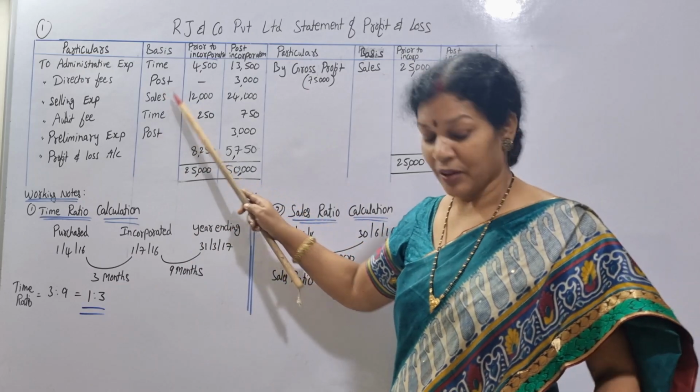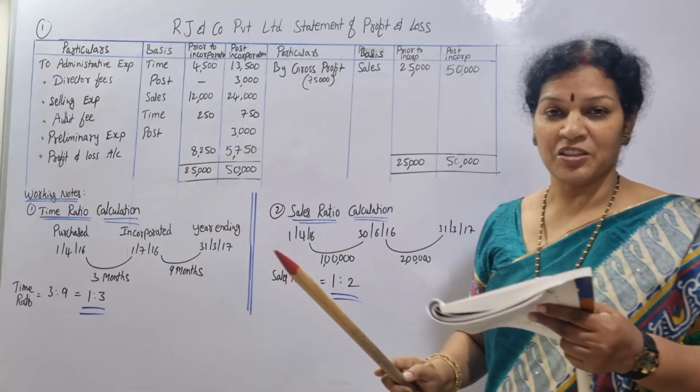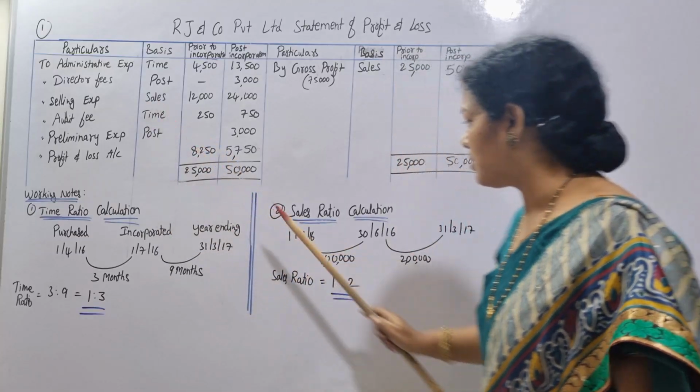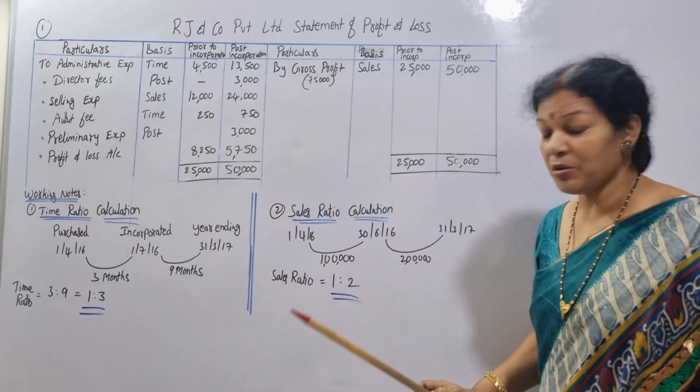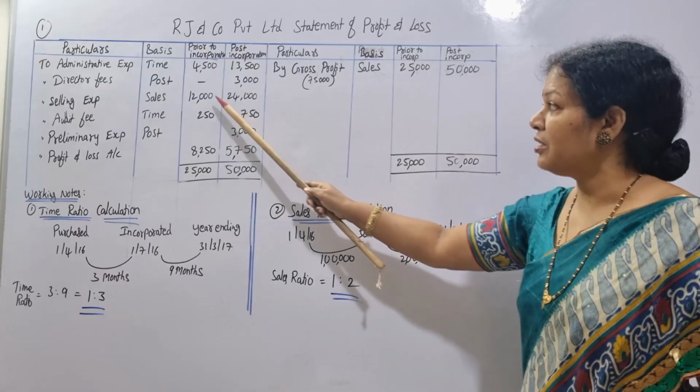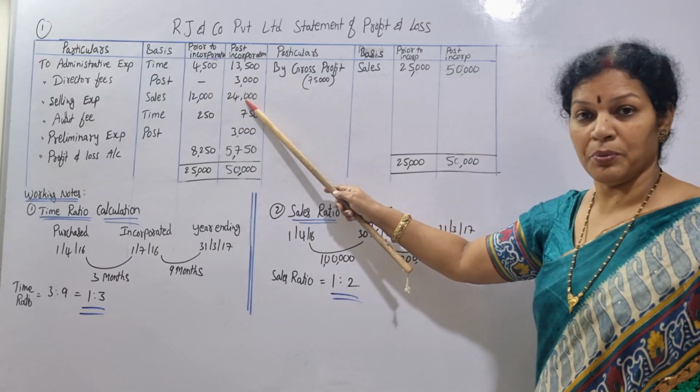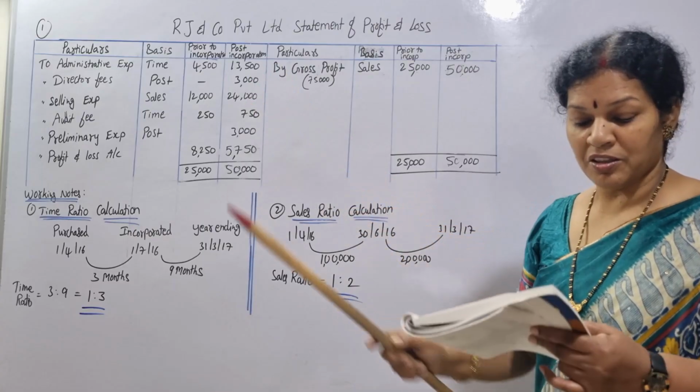Selling expenses are how much? 36,000. Okay, 36,000 on the basis of sales. No, sales is 1:2. 36,000 into 1 by 3, it is 12,000. 36,000 into 2 by 3, 24,000. Okay. 36,000 we have divided.